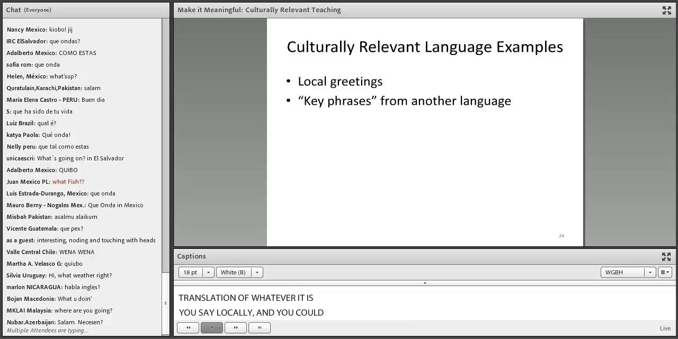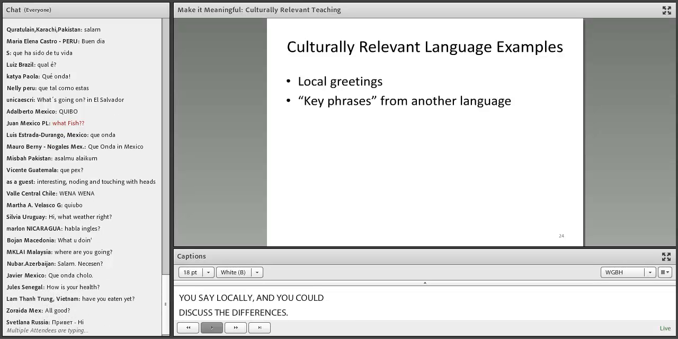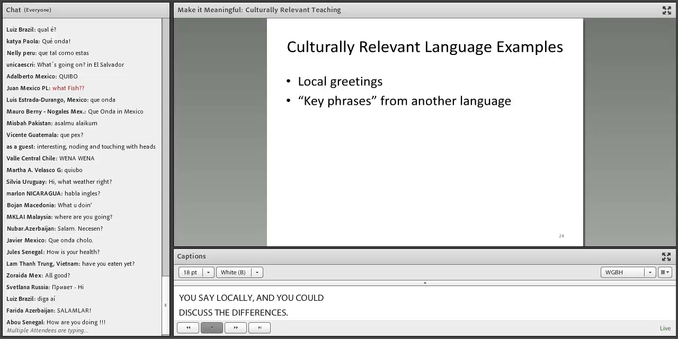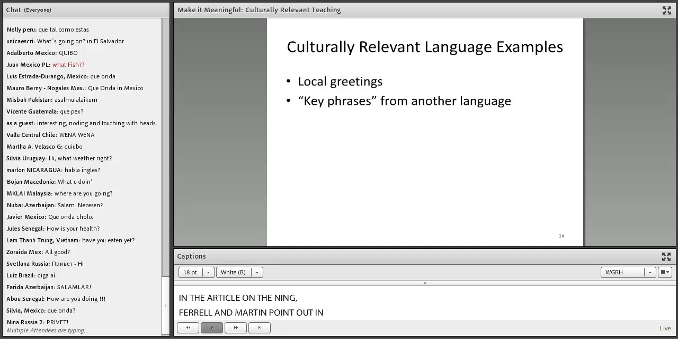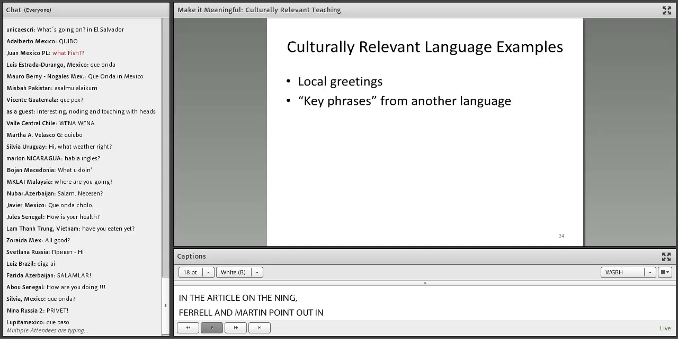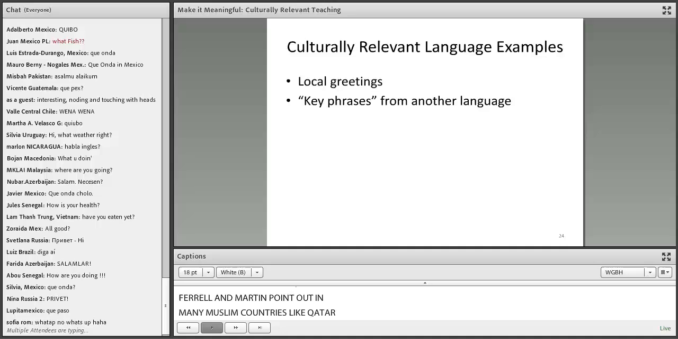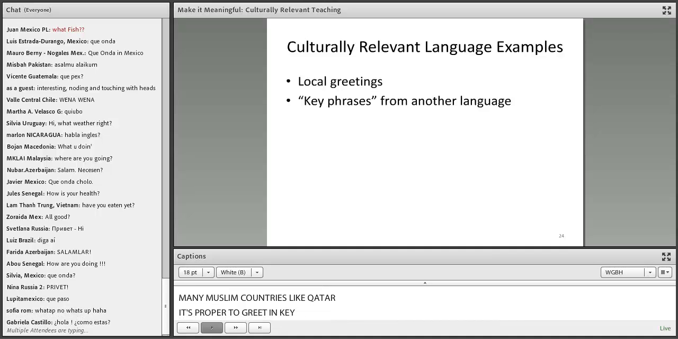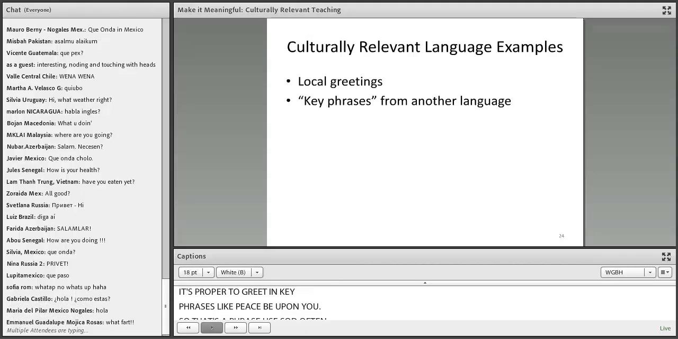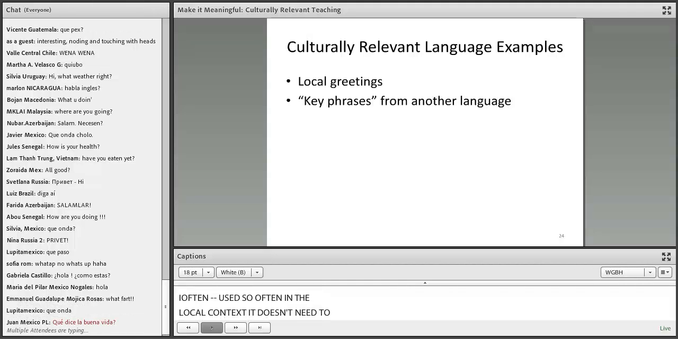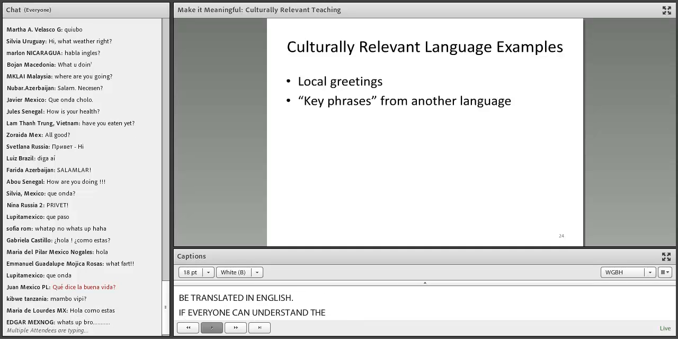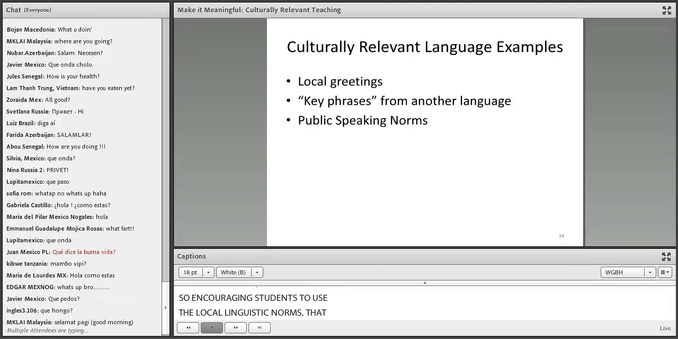In the article on the Ning, Farrell and Martin also point out that in many Muslim countries, like Qatar, it's appropriate to greet fellow Muslims in Arabic and use phrases like Assalamu alaikum, which means peace be upon you, if you'll excuse my Arabic pronunciation. So that's an example of a key phrase that's used so often in the local context that it doesn't really need to be translated to English. If everyone can understand the meaning locally, that's fine. So encouraging students to continue to use the local linguistic norms can help make your students more comfortable speaking English.